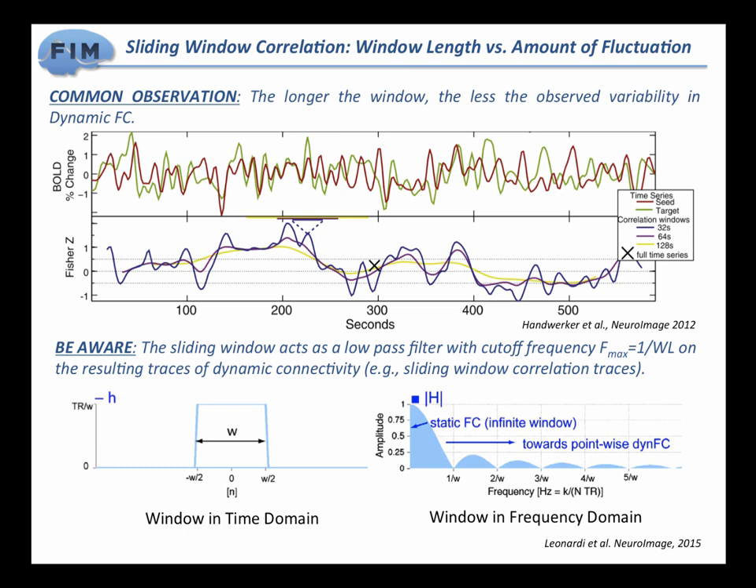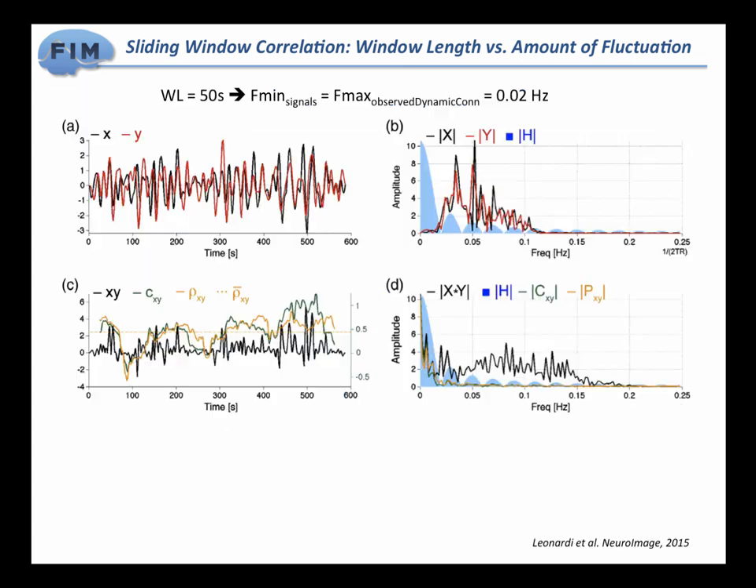And basically we're setting a filter by 1/W. So anything that is faster than that, not on the time series, but on the traces of correlation, we're not going to be able to see it because it's going to be quite dampened by this filter that happens just by the fact of doing the sliding window analysis.